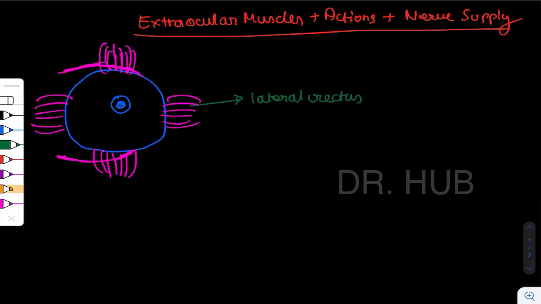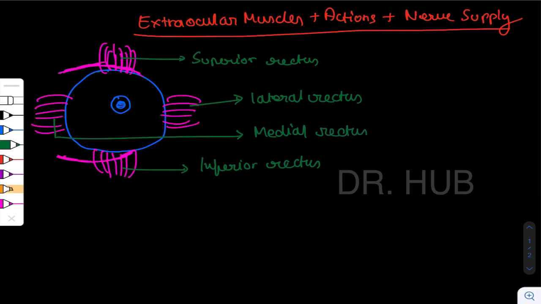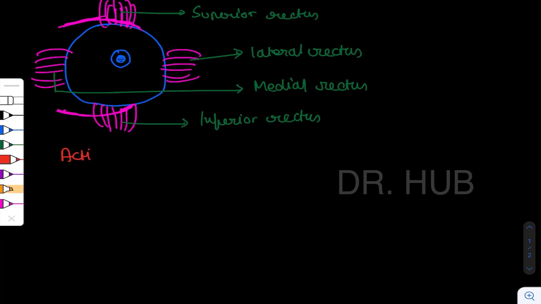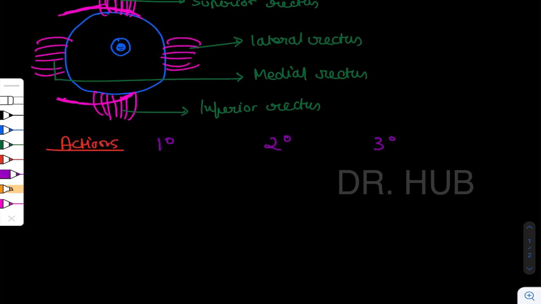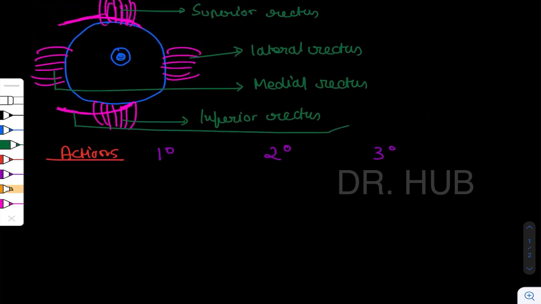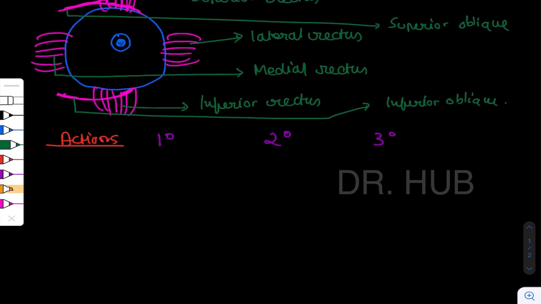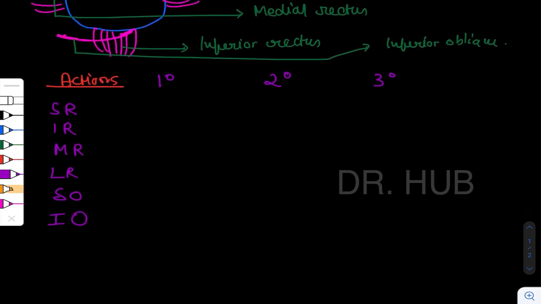So to label, this is the lateral rectus, this is the superior rectus, this is the inferior rectus, this is the medial rectus. And now quickly moving on to the actions, we have the primary, secondary and tertiary. So I missed out a few, that is the inferior oblique muscle as well as the superior oblique. So let me quickly write down the names, the rectus muscles, and then we have the obliques.